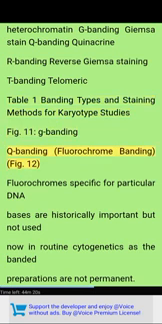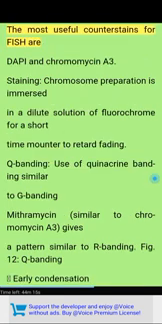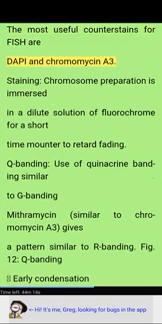Figure 11, G banding. Q banding, fluorochrome banding, figure 12. Fluorochromes specific for particular DNA bases are historically important but not used now in routine cytogenetics, as the banded preparations are not permanent. The most useful counterstains for FISH are DAPI and chromomycin A3. Staining: the chromosome preparation is immersed in a dilute solution of fluorochrome for a short time and mounted to retard fading.